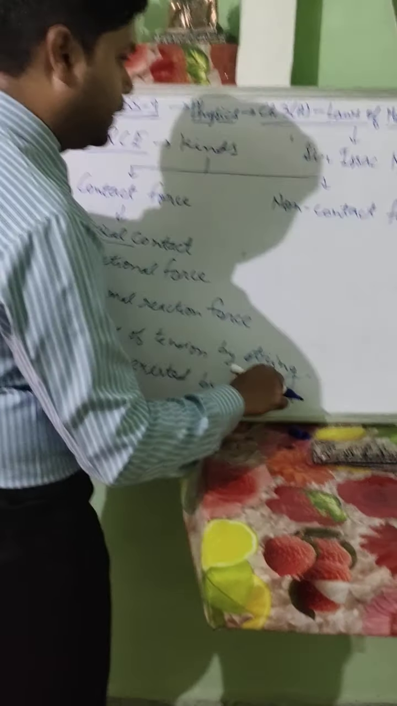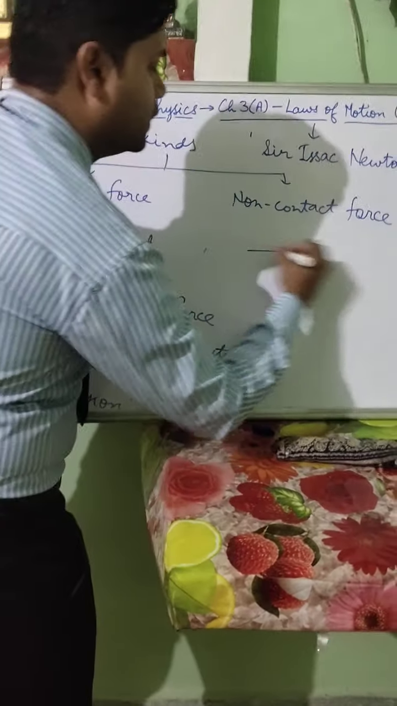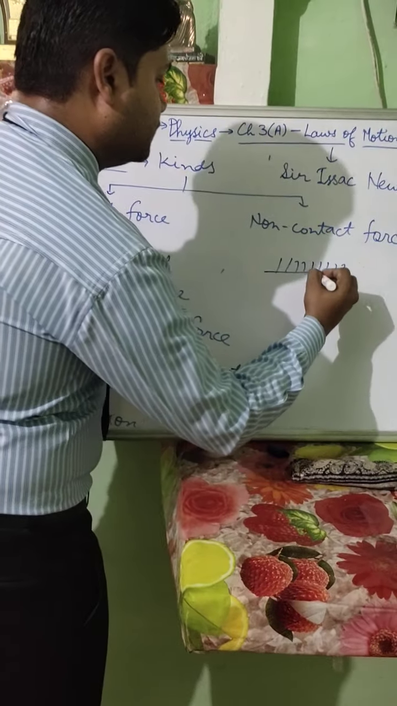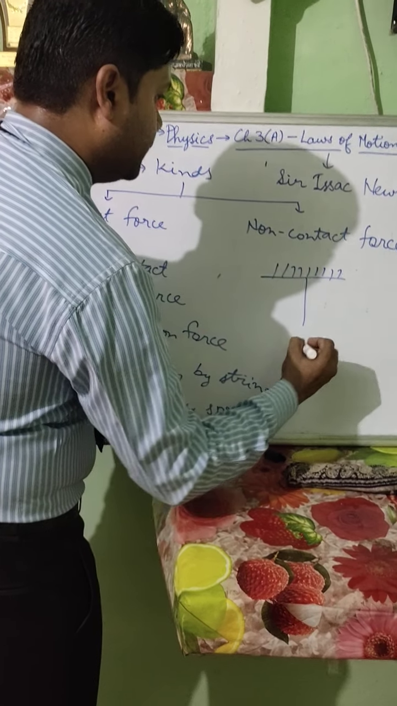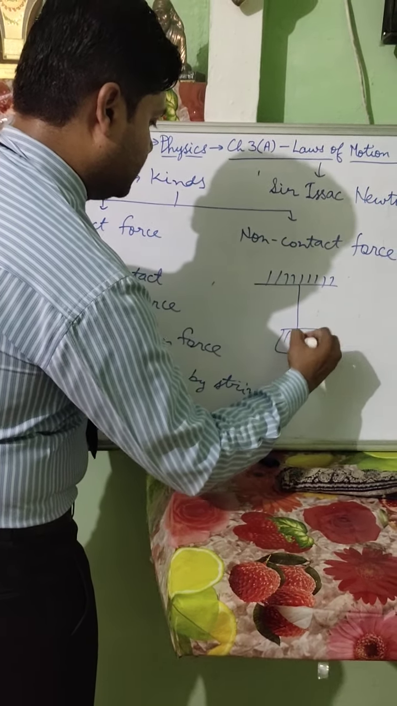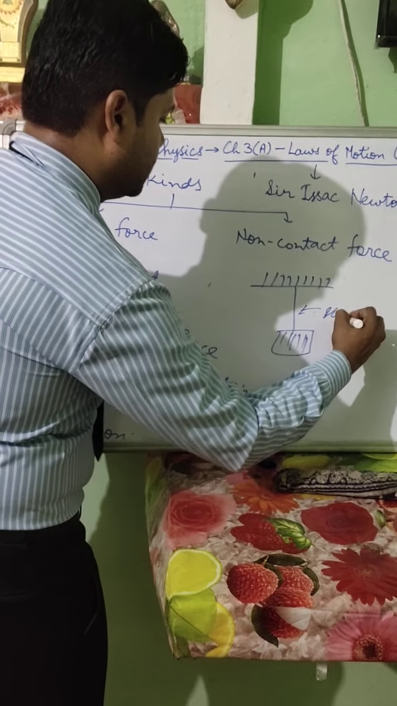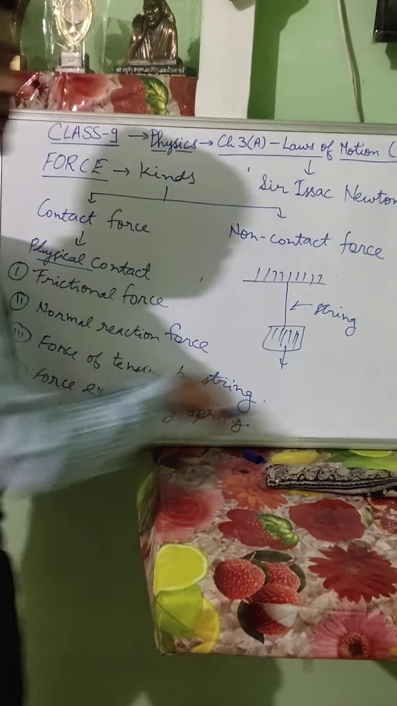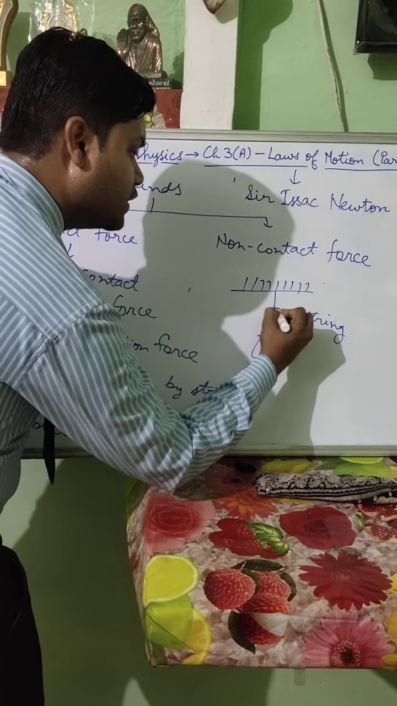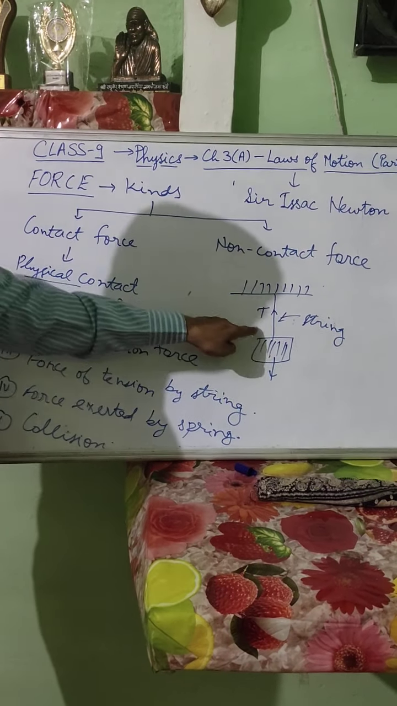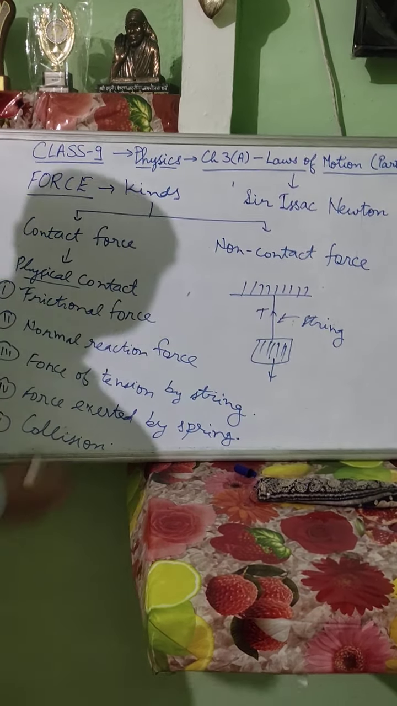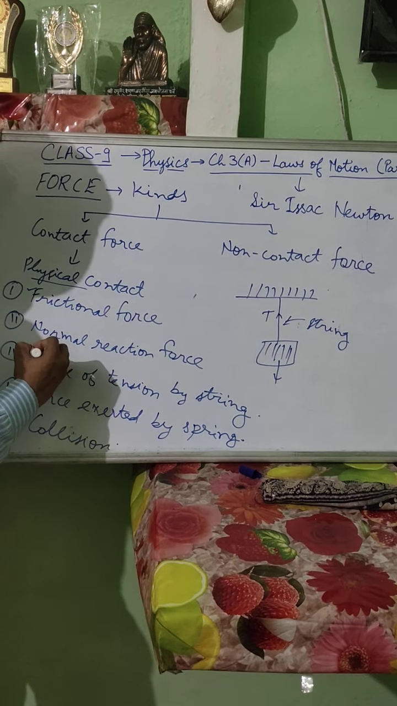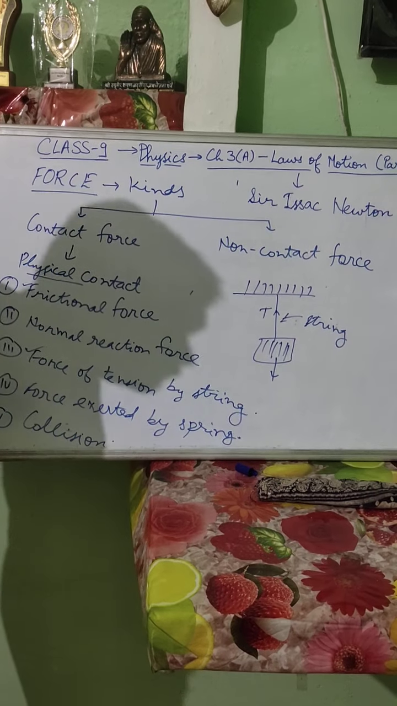Force of tension by a string. A force applied to see. Force exerted by a spring, just we can say this is a string. The weight of this box is lying downwards, but tension force is acting upwards. This string and this box is in contact with each other. Therefore, force exerted by string is also a contact force.